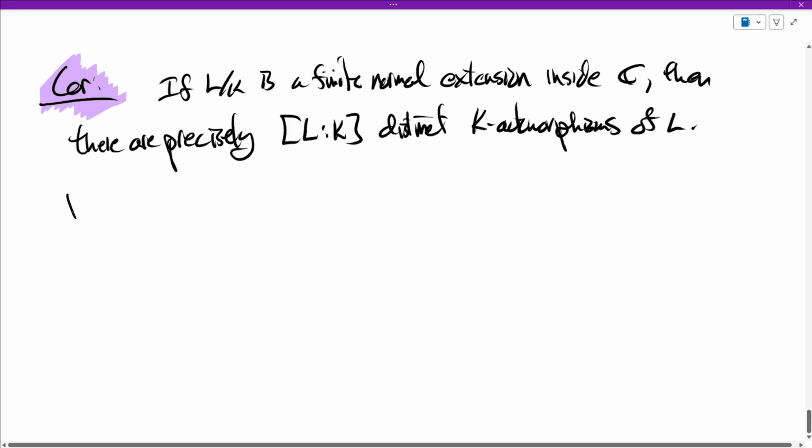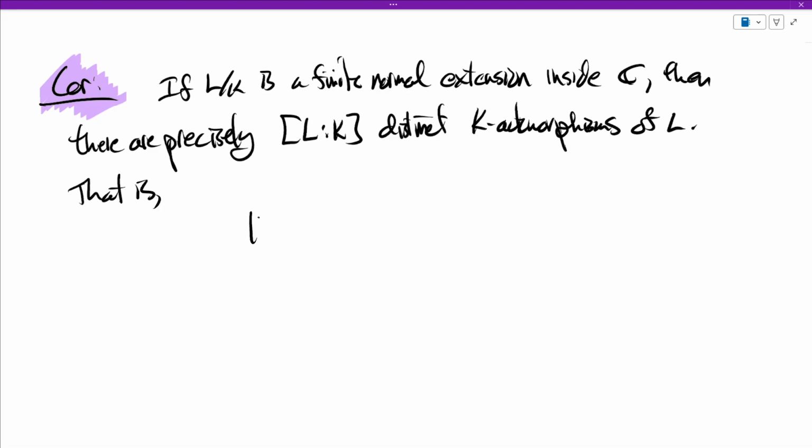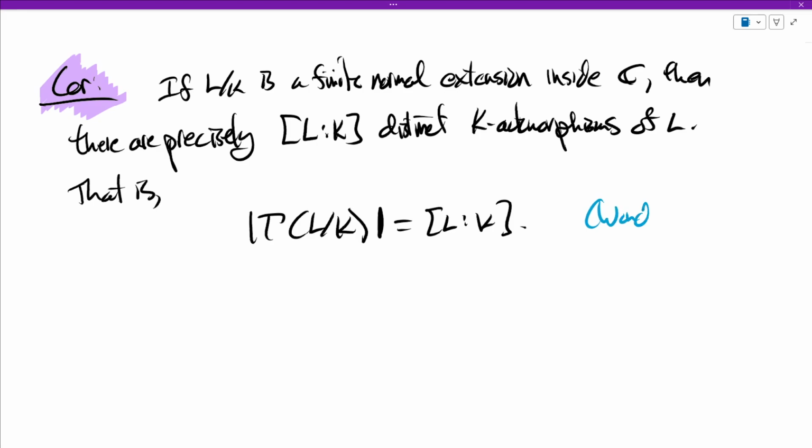Proof. Or I guess, sorry, there's one more bit here. That is, the order of the Galois group is the degree. What a wonderful equation. Wonderful. This is wonderful. Wow. Proof.